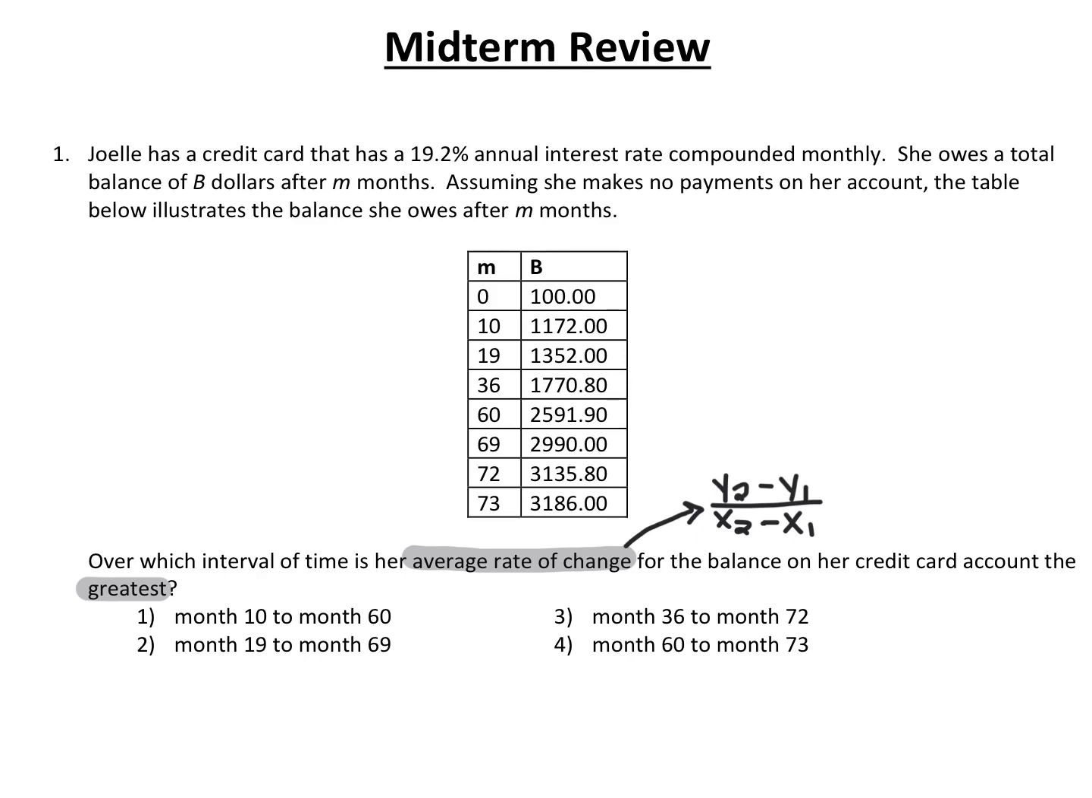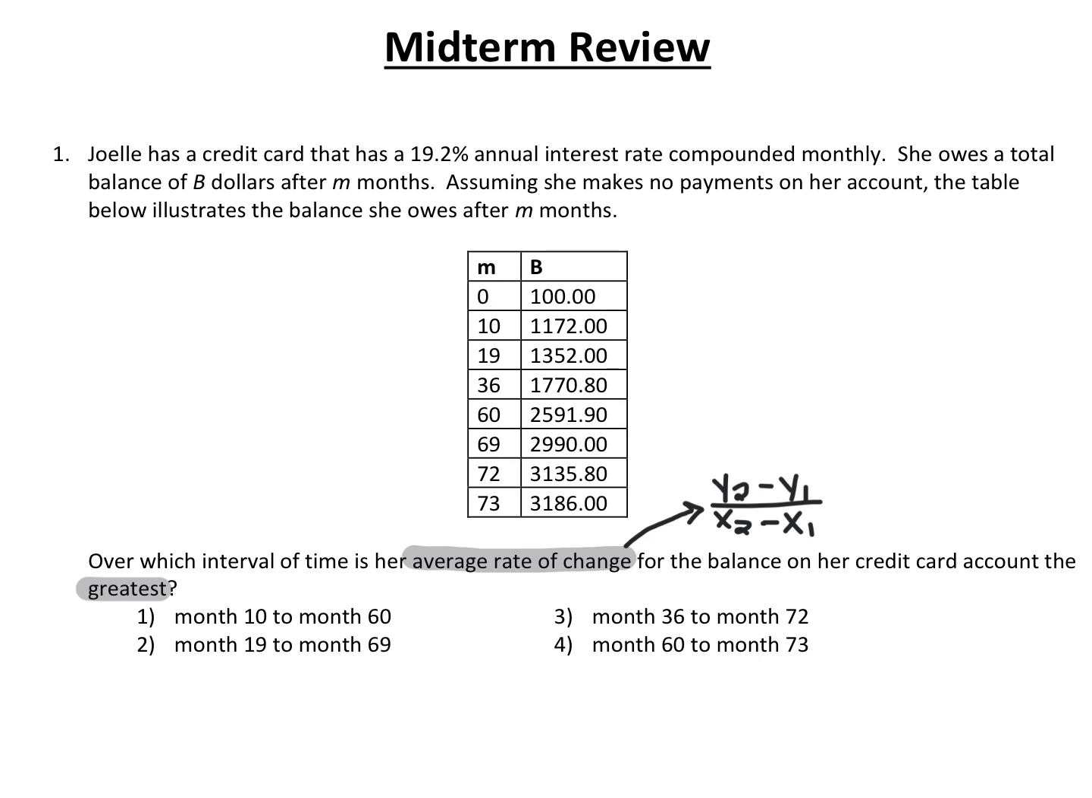All right, so in number one, they're asking us to figure out which one of these intervals has the greatest average rate of change. Okay, so this is the formula we use when we want to find the average rate of change. So we have to go through each answer choice one at a time. So choice one says month 10 to month 60.